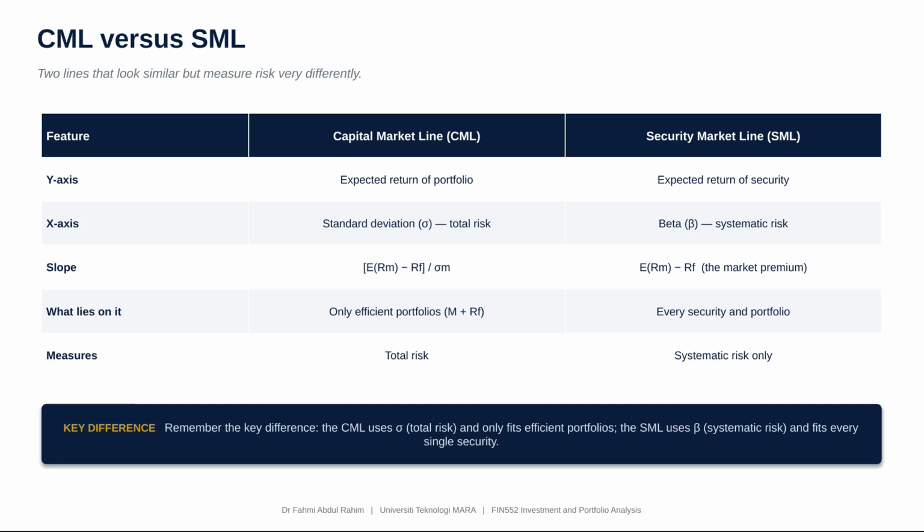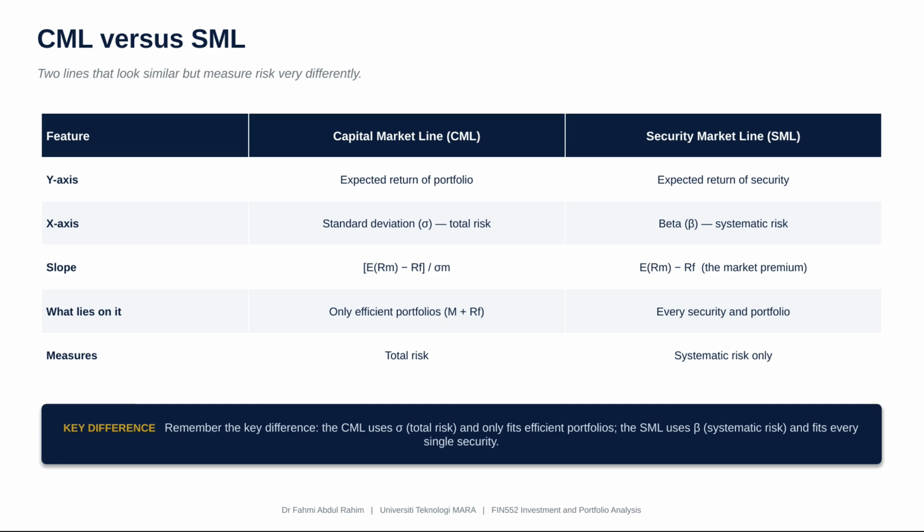The real difference is the x-axis. The CML's horizontal axis is the standard deviation, sigma, which is total risk. The SML's horizontal axis is beta, which is systematic risk only. That is the single most important distinction. Their slopes differ too. The CML's slope is the market premium divided by sigma m, the market price of risk per unit of total risk. The SML's slope is simply the market premium itself.